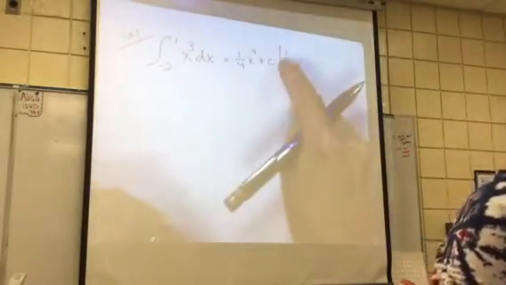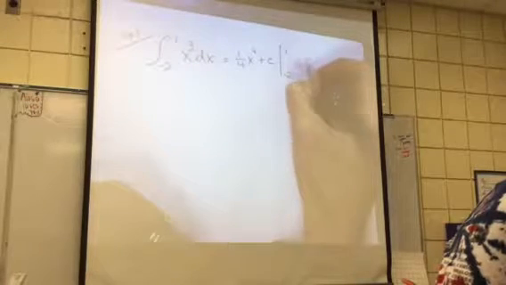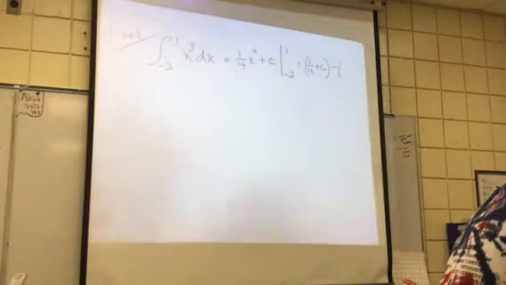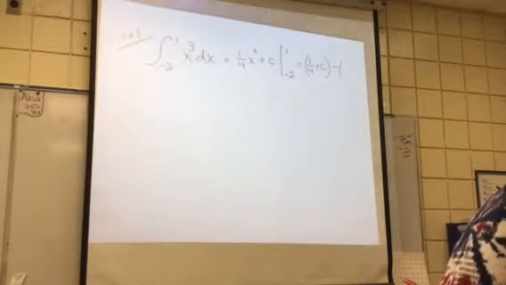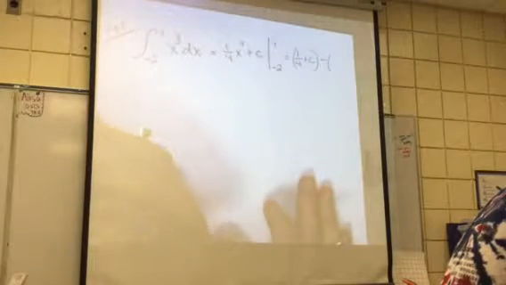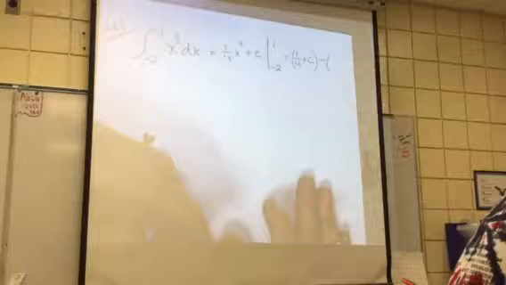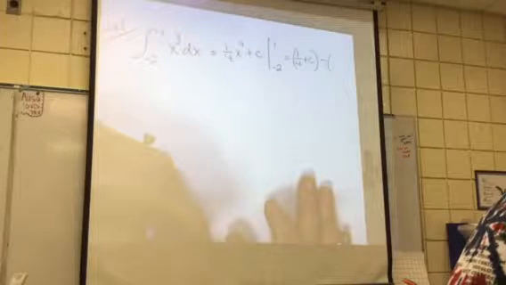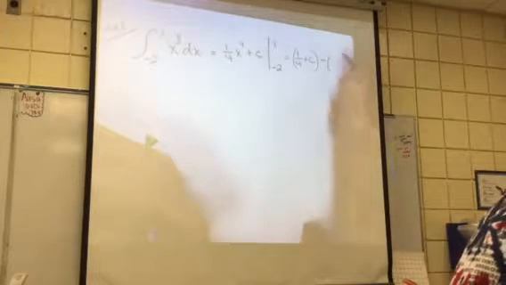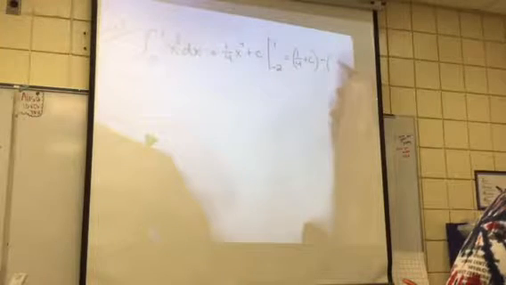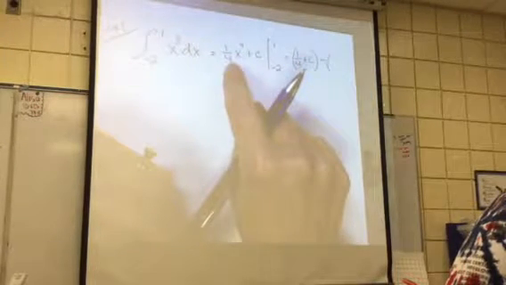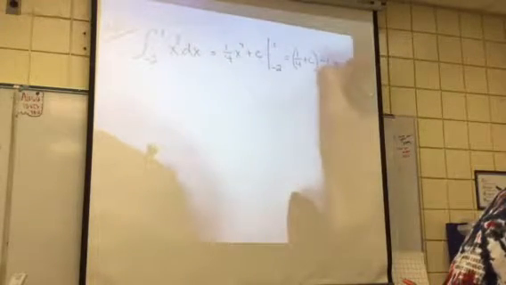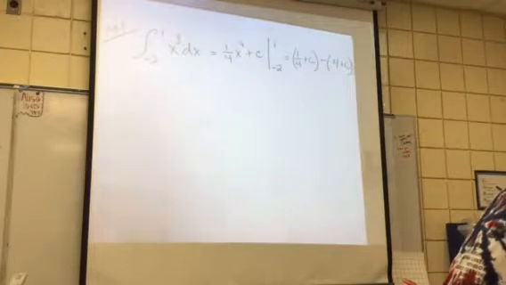Now if we input 1 into this function, what do you get? 1/4 plus c. And from that value, you subtract what you get when you input -2. Because it's subtraction, you get 4 plus c, since (-2) to the 4th is 16, and 16 times 0.25 is 4.